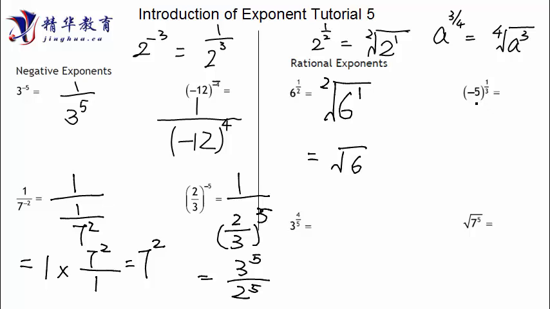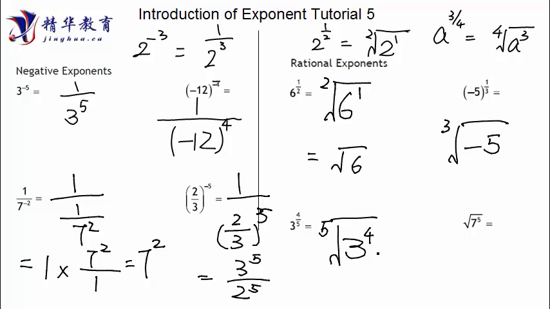Now here, negative 5 to the power of 1/3. Negative 5 is still the base, to the power of 1. We don't write 1 here. And then the root. Root of what? Root of 3, so it's a cubic root here. Done. Next, 3 to the power of 4 over 5. 3 is the base. The numerator is the power here, and the denominator is the root. Root of what? Root of 5.